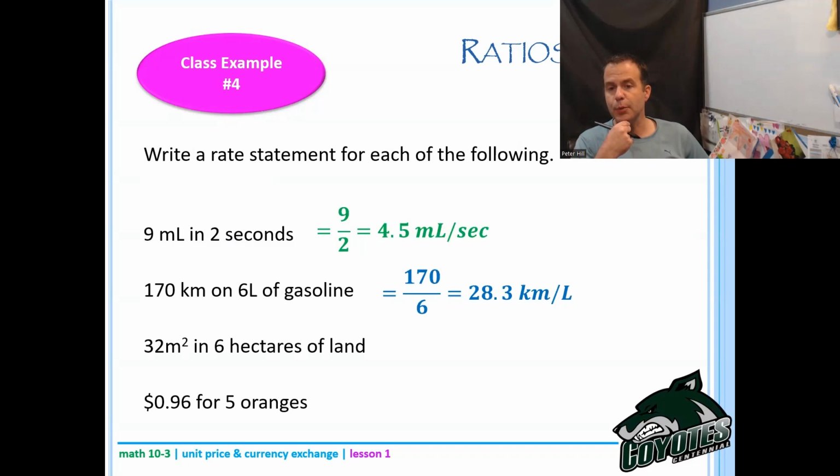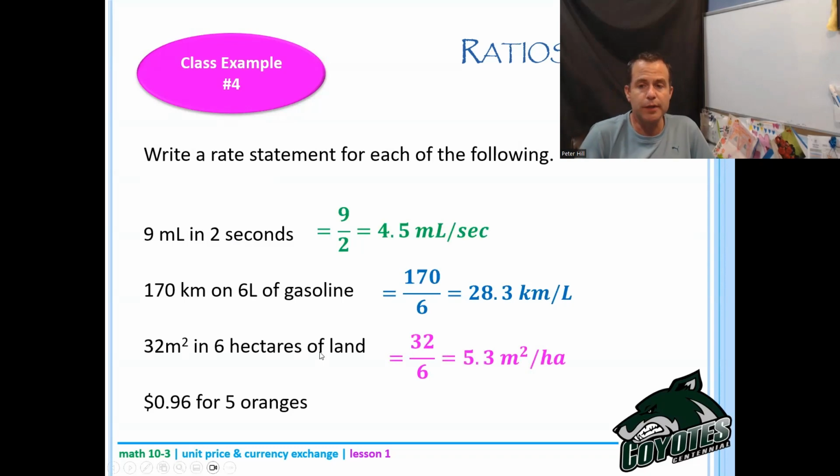32 meters squared in 6 hectares of land. So I want to write that as meters squared per hectare. I'll go 32 and I'll divide by 6. And that's going to give me 5.3 meters squared per hectare. Okay.